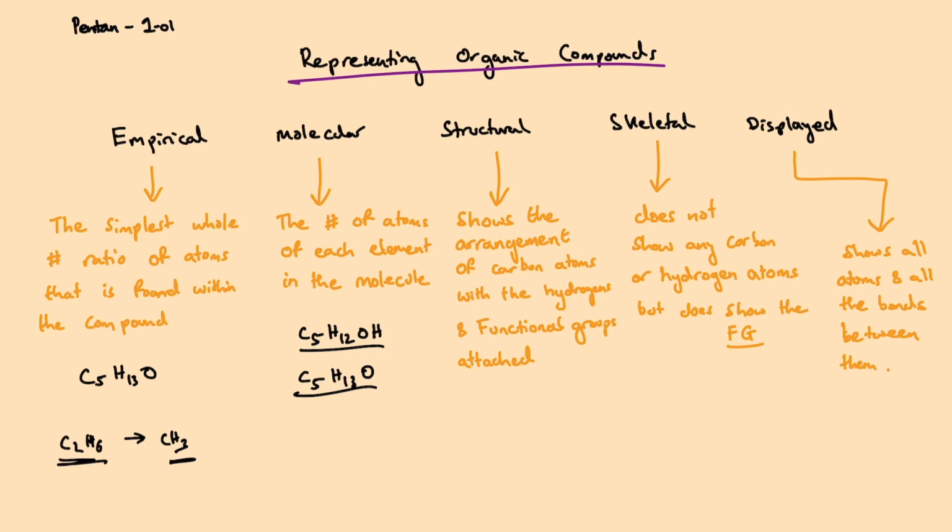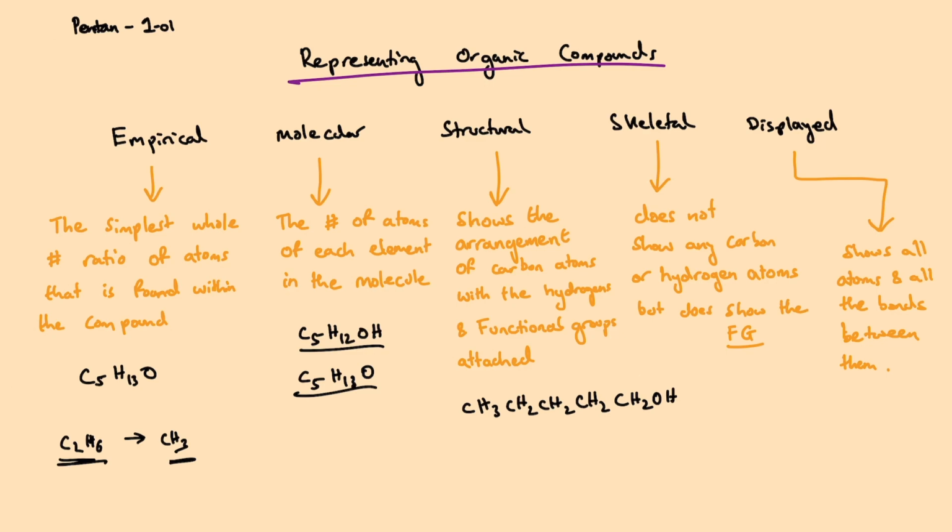Now we're finished with empirical and molecular. We come to structural. All the structural formula does is show how the carbon atoms are arranged. So let's say pentan-1-ol again. We just break it up: CH3, CH2, CH2, CH2, CH2, OH. Let's write it like that, just to make it all symmetric. That's the structural formula, just showing how the carbon atoms are arranged.